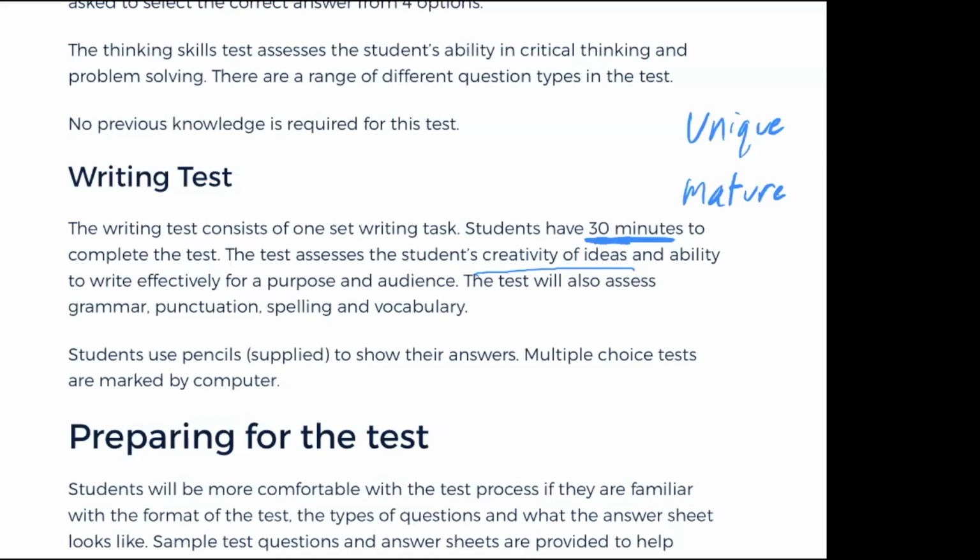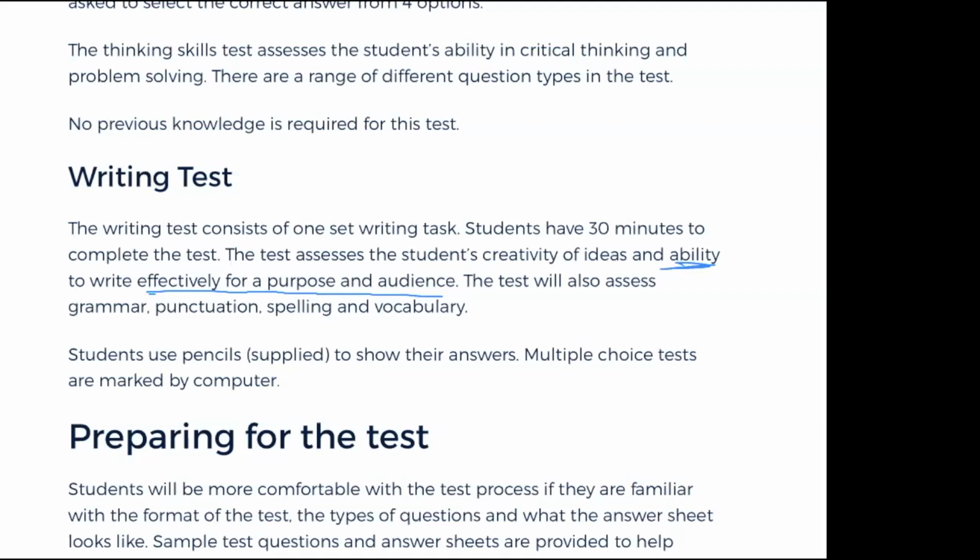The other thing is it also tests your ability to write effectively for a purpose and audience. Now, this bit here is very important, right? To write effectively for a purpose and audience. Again, this was the point that I was saying before about being aware of conventions, right? So effectively for a purpose is, of course, the text convention. So what is the purpose of your text in the first place? Are you writing a letter to convince someone?